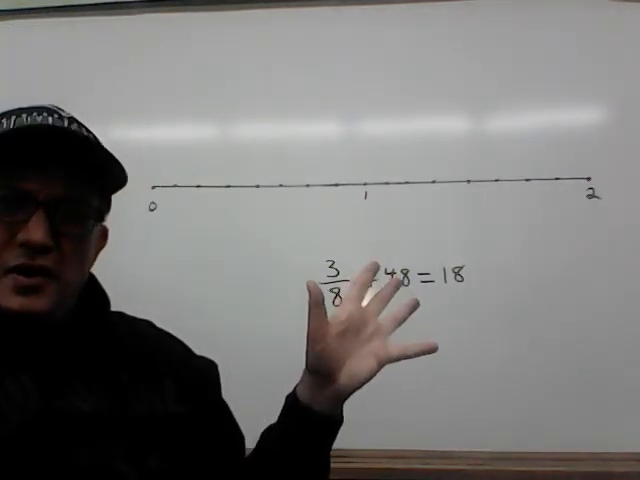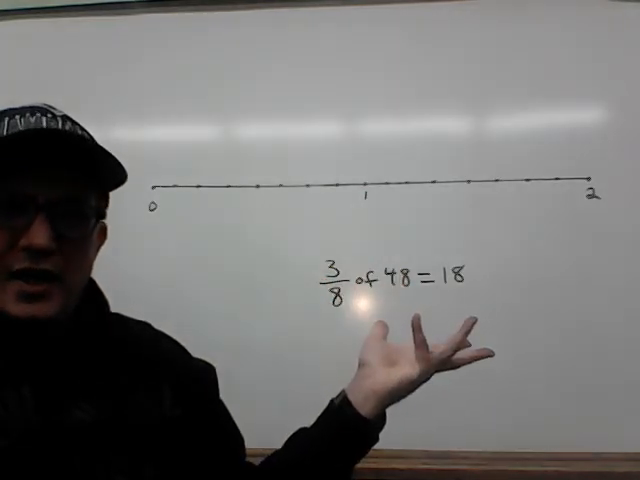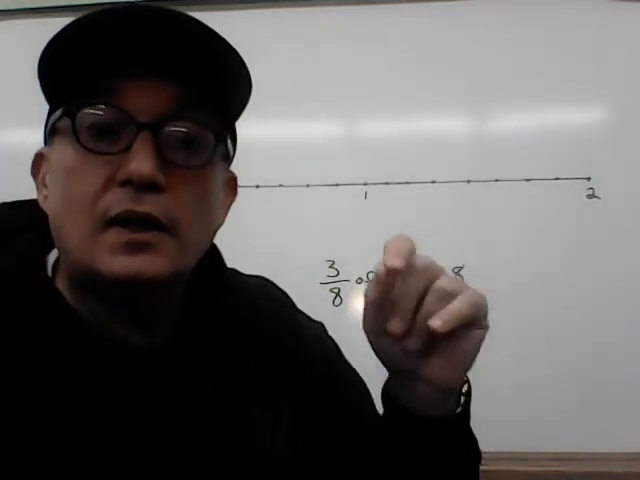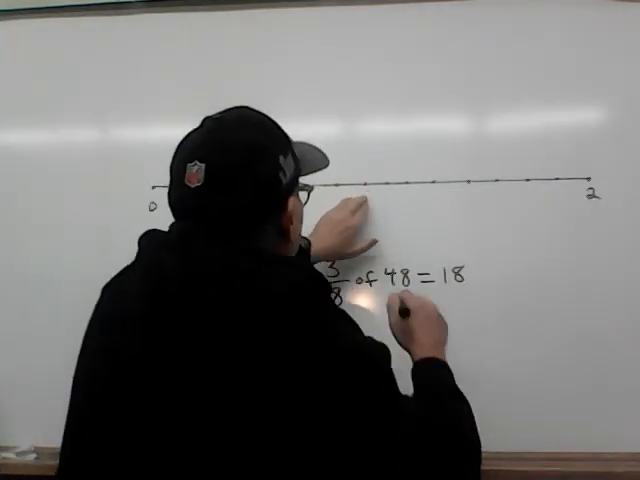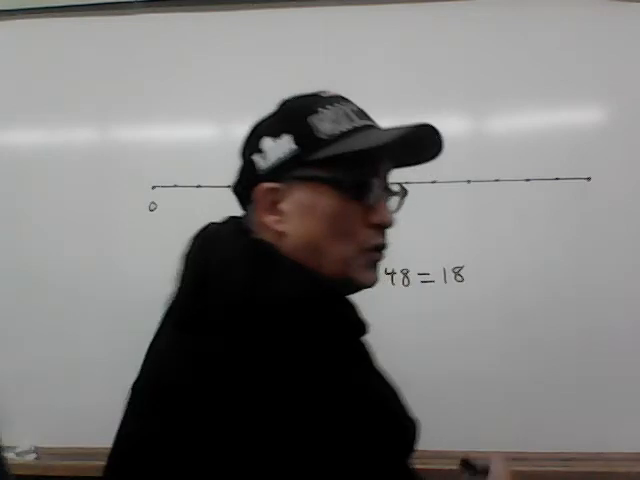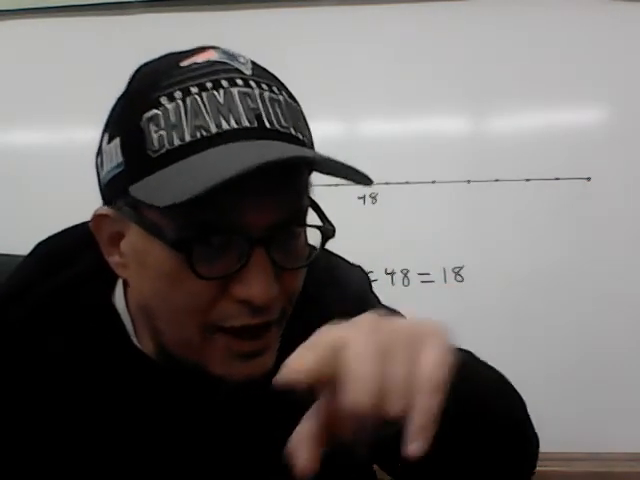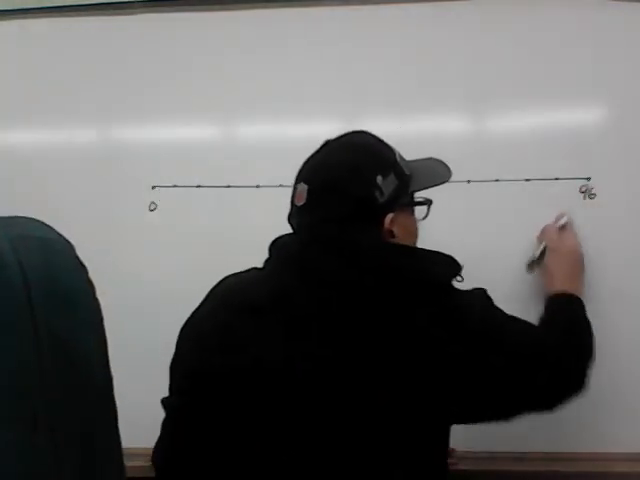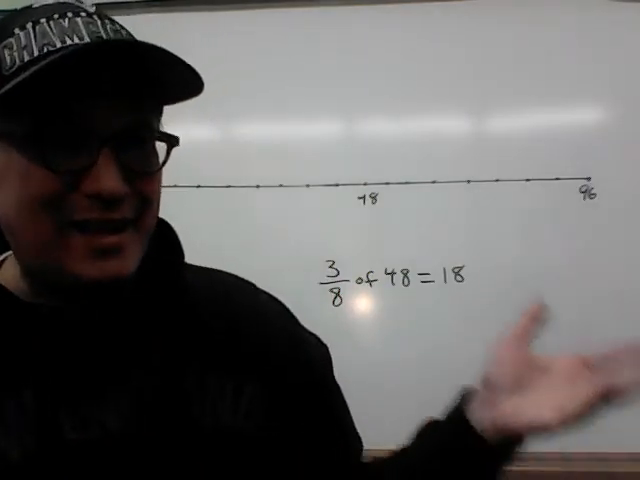Well, you might be wondering, how are we going to get to 3 eighths of 48 being 18? Easy. Let's just change the 1 to 48. And of course, if the 1 is 48, what's the 2? 96. I knew you were thinking. 96. Okay. It's still the same number line.